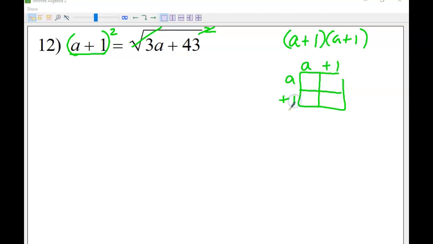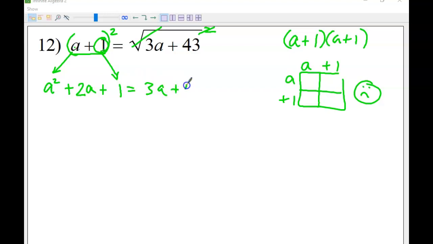get the answer. But Mr. Bailey doesn't like the box method because it takes too long. Instead, Mr. Bailey likes the shortcut that he shared with you. But if you want to use the box, go for it. So the shortcut works like this. You square the first term. You square the last term, 1 to the second power of 1. And then you double this number and put this letter next to it. That's simple. That's what Mr. Bailey prefers. But you can do whatever you like.